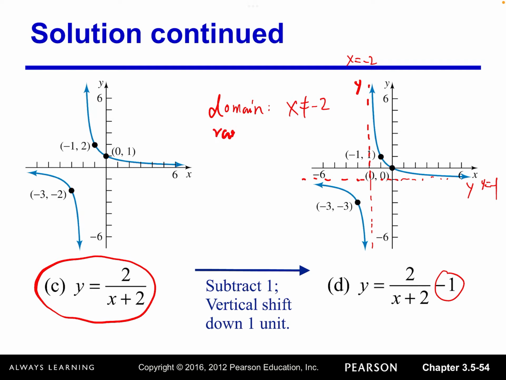And then what about the range? Range, let's see, y cannot equal what? y cannot equal negative 1, right? y cannot equal negative 1, because this will never touch the x-axis.